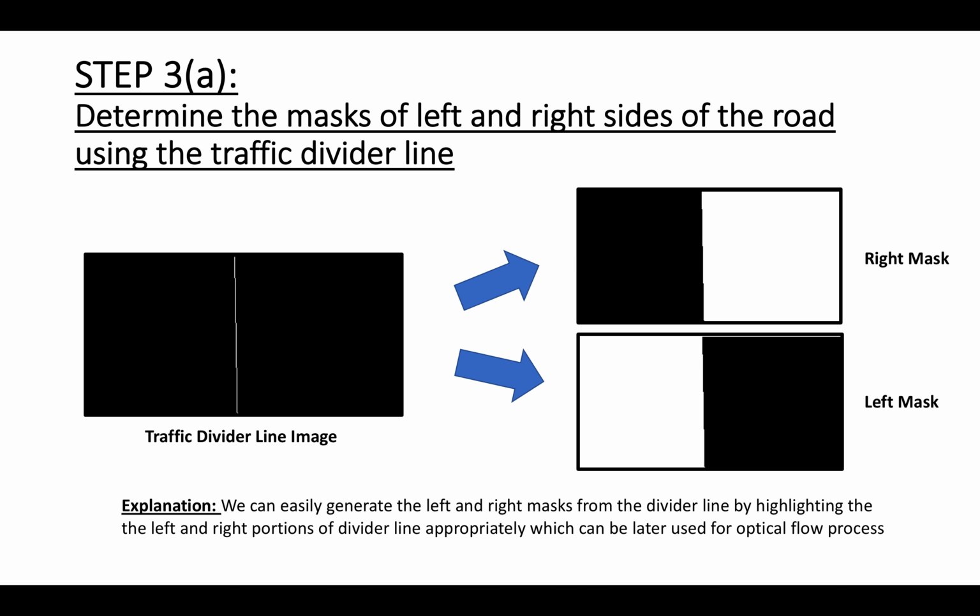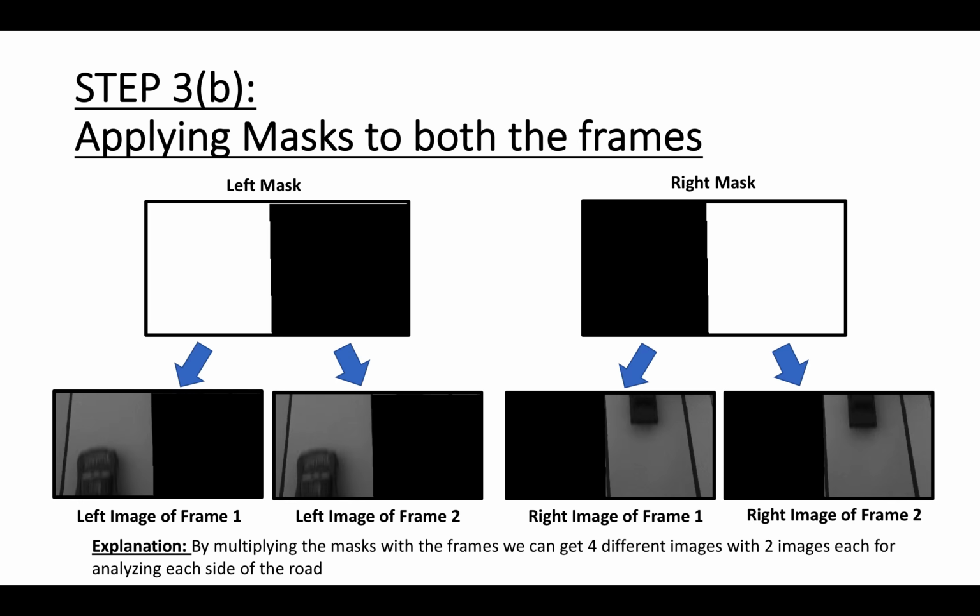After finding the traffic divider line image, we can easily create a right and a left mask. After creating the left and the right masks, we can multiply them with our original frames, thereby creating two independent frames for the left side of the road and the right side of the road.